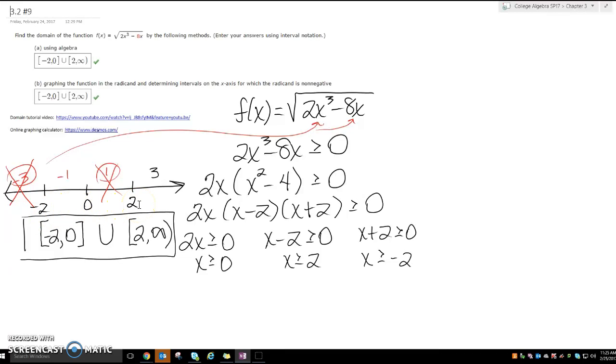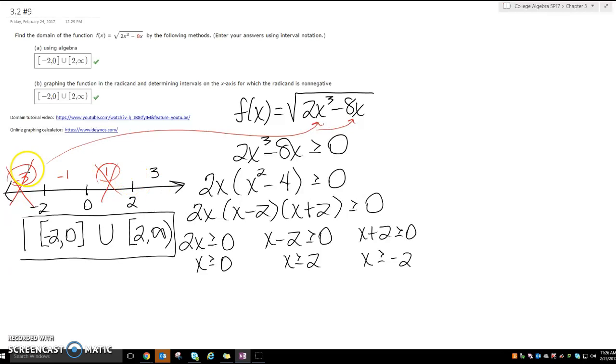What that does is it divides my number line into 4 parts. I have the part to the left of negative 2, the part between negative 2 and 0, the part between 0 and 2, and the part to the right of 2. So what I have to do is find a value in each of those intervals, test it to see if it works, and if it works, then I include it in my solution set. If it doesn't work, then I'm not going to include it. Out of the 4, I did the testing, and I found 2 intervals that made my function true.